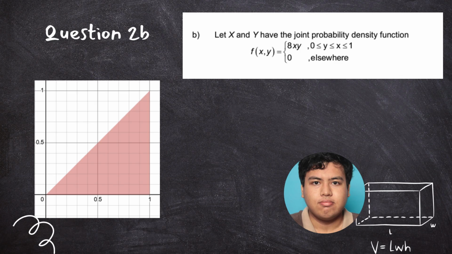This graph, y equals x, shows the possibilities of the values of x and y because the region of the joint PDF is defined by 0 less than or equal to y less than or equal to x less than or equal to 1.